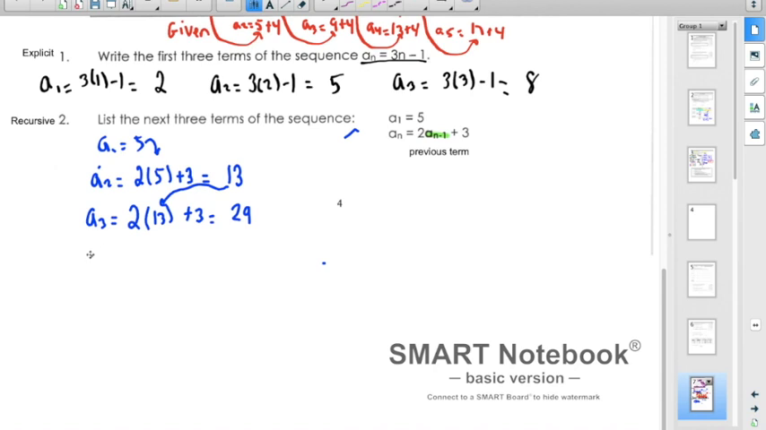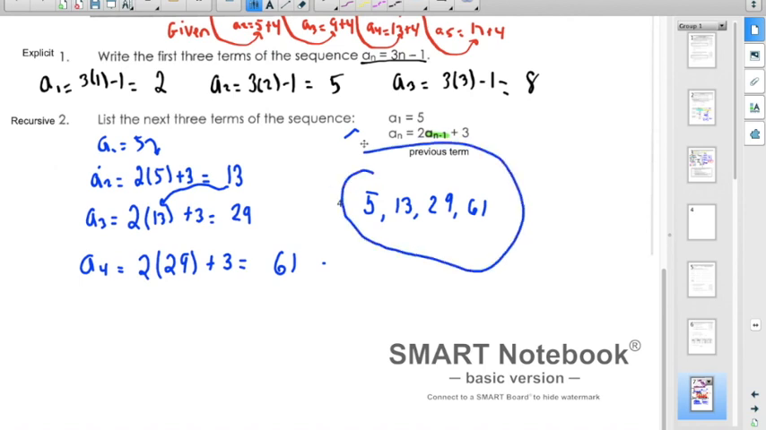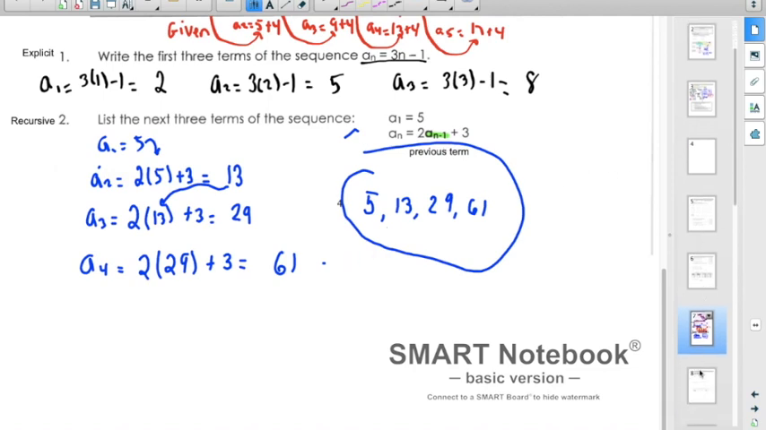And one more, a sub 4. Following the rule, 2 times my previous term, which now is 29, plus 3. 2 times 29, I believe, is going to be 58, and then 58 plus 3 is 61. So those are the next 3 terms of our sequence. We would have 5, 13, 29, and 61. Okay? Those are the first 4 terms of this sequence. Let's go on to the back page.